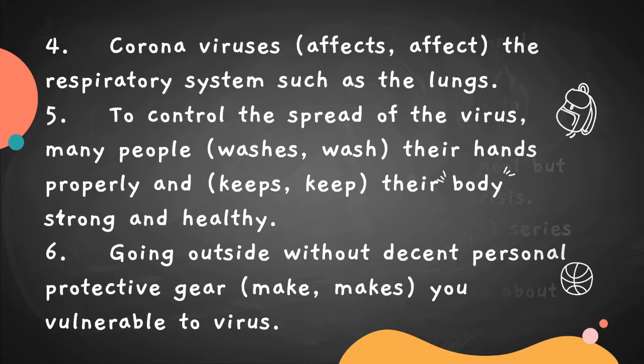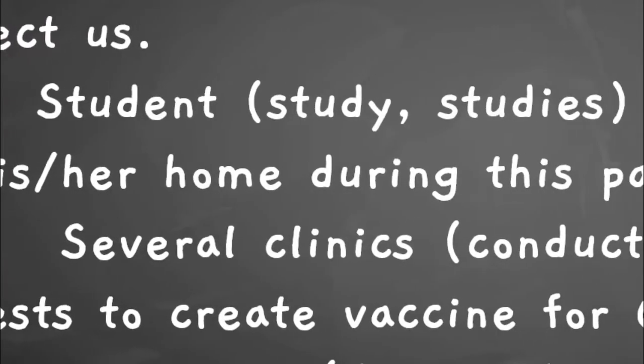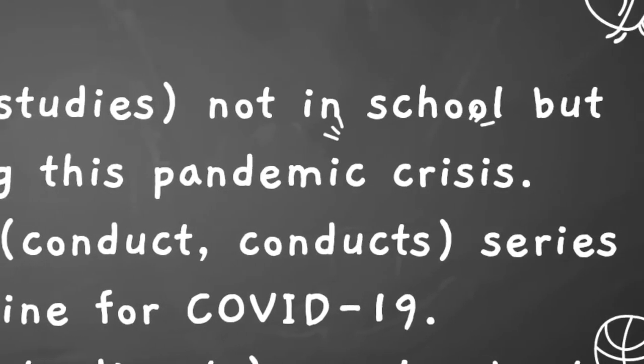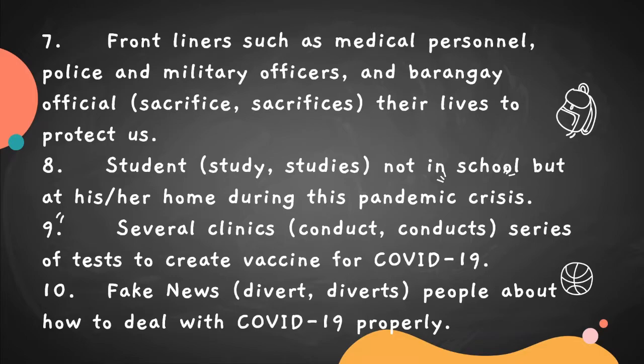Finished? Let's proceed to the next slide. Number 7, frontliners such as medical personnel, police and military officers, and barangay official sacrifices their lives to protect us. Number 8, student studies not in school but at his or her home during this pandemic crisis. Number 9, several clinics conducts series of tests to create vaccine for COVID-19. Number 10, fake news diverts people about how to deal with COVID-19 properly.